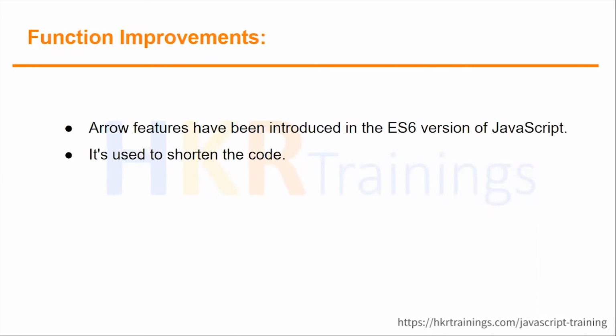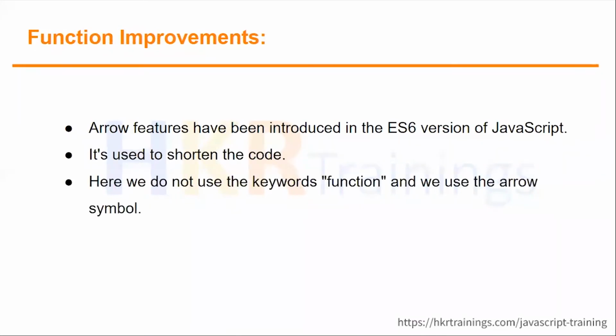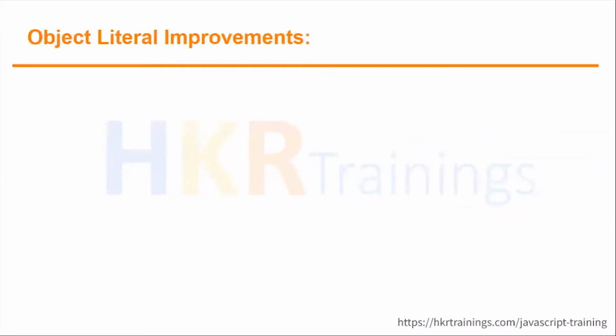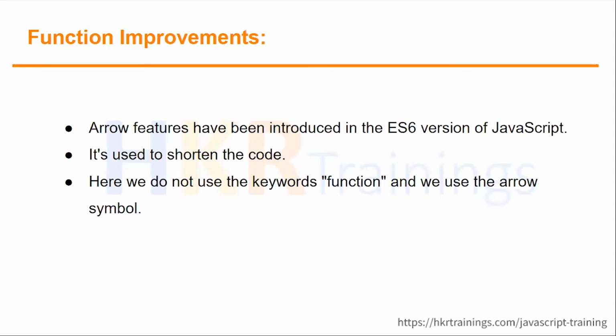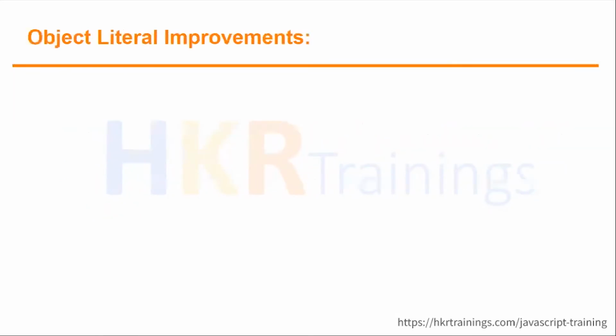Arrow functions have been introduced in the ES6 version of JavaScript. It's used to shorten the code. It's all about the improvements that have happened in JavaScript. Here we do not use the keyword function, and we use the arrow symbol. We won't be using this much, because it depends upon the requirement. So, let's jump into another topic.